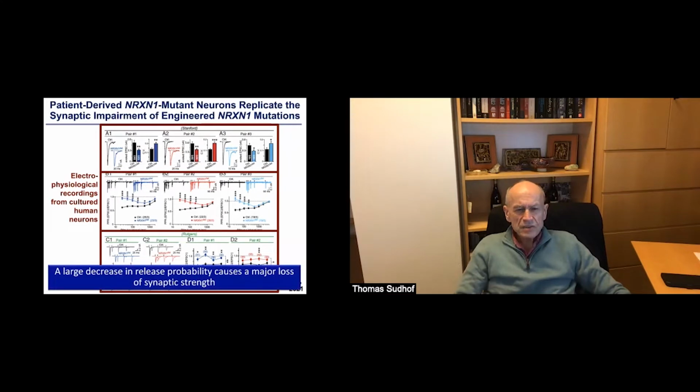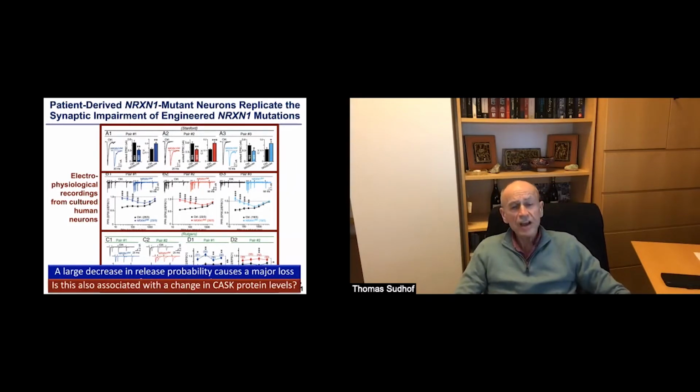This large decrease in release probability just causes a major loss in synaptic strength that in turn is a plausible explanation for why these patients are predisposed to schizophrenia and Tourette and autism, depending possibly on other genetic mutations or accidental historical events in these people's lives.